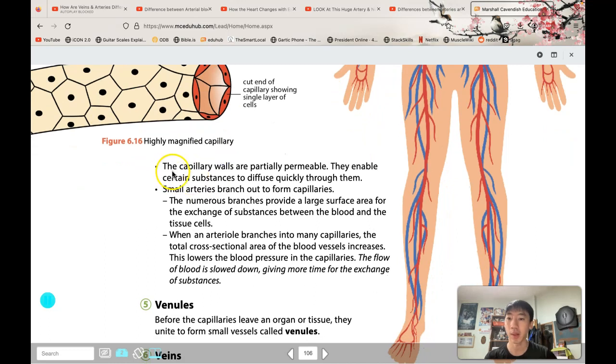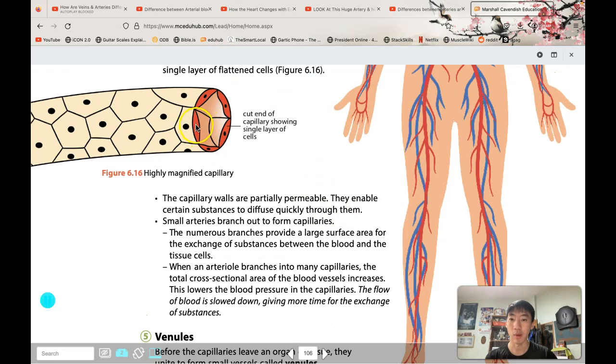Firstly, the capillary walls are partially permeable. They enable certain substances to diffuse quickly through them. So there's a very short diffusion distance between the blood and the cells over here. Right, so with these capillaries, it's easy for the oxygen and nutrients such as glucose to move through the capillary walls and get to the cells over here.